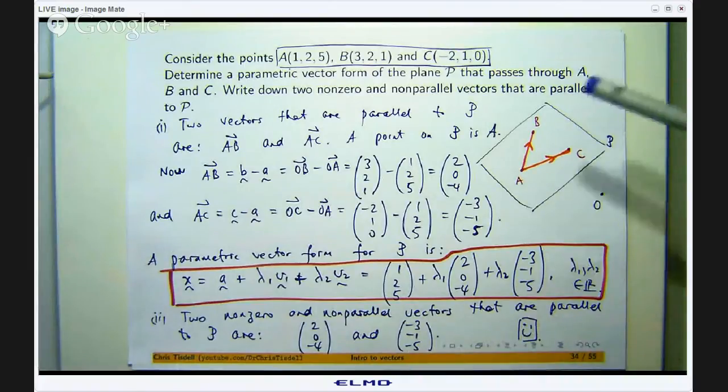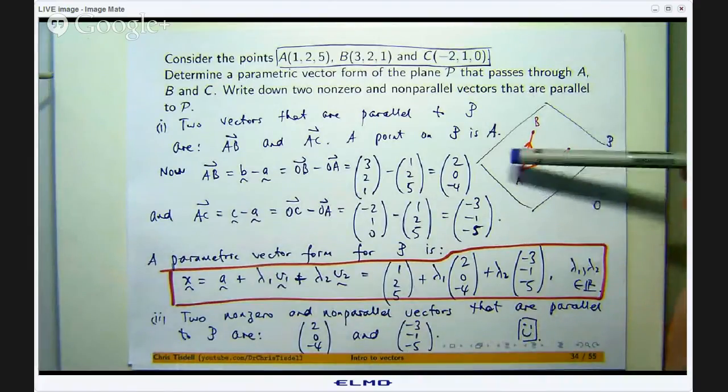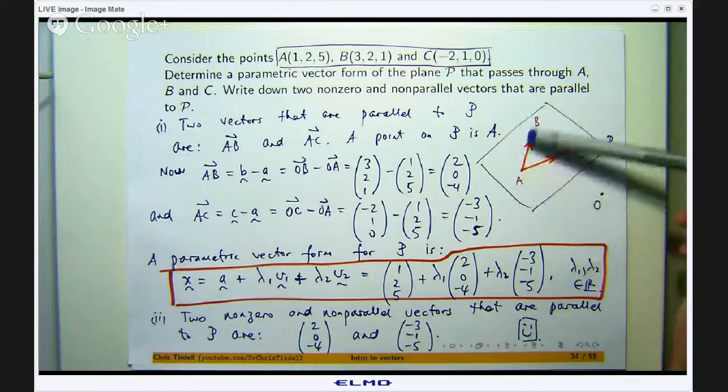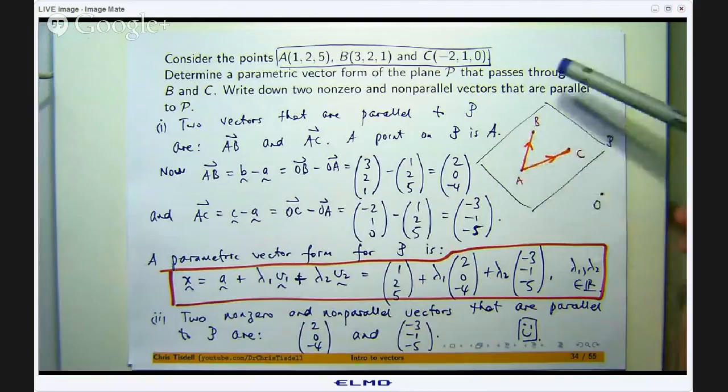Probably the hardest part of this question was knowing where to start. And if you just draw a simple diagram, you can kind of see, well, if we know 3 points, the vectors connecting any of those 2 points are going to be parallel or contained within the plane. So that's my example.